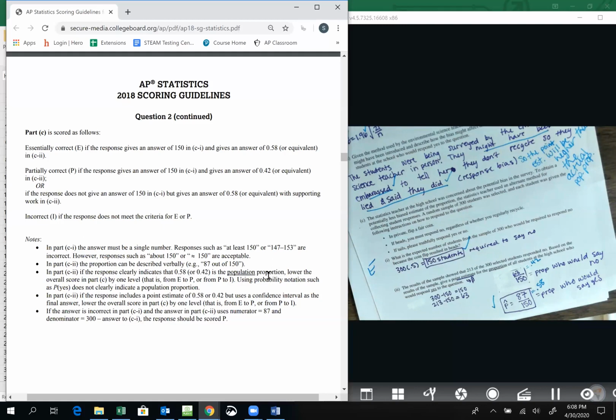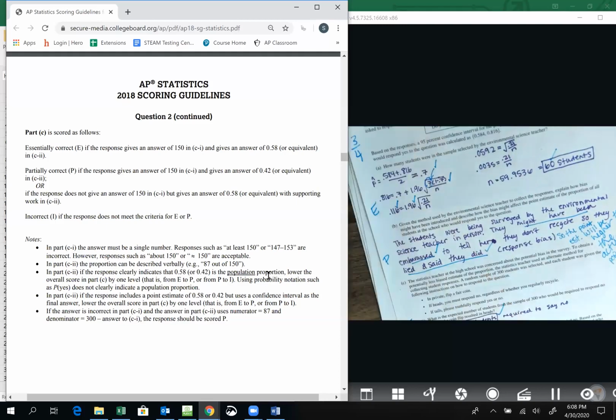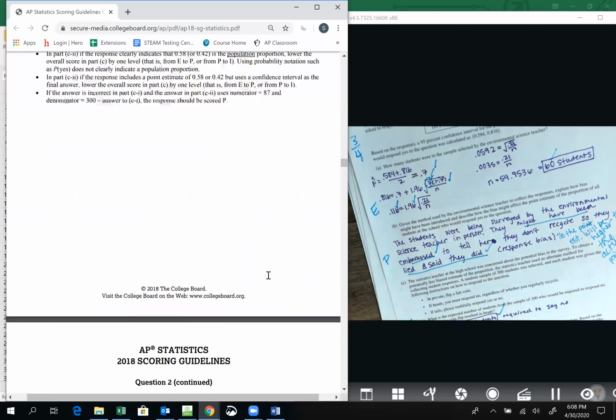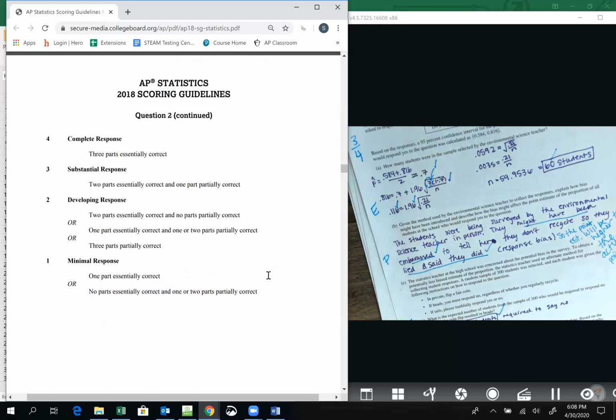I think that we don't need to go over any of those notes. Okay, so this is a 3-parter, so I assume 3 out of 4, but I don't feel as bad about that one. But I will learn from that, and I'll make sure that next time I talk about the actual population proportion. Okay, you can read.